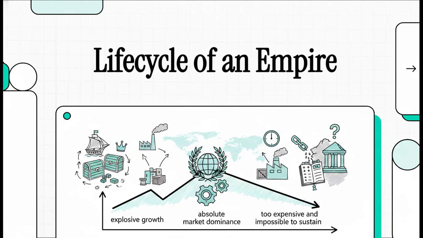Welcome to this explainer. Today we're diving into the massive 300-year story of the British Empire. But we're not just going to do the standard kings, queens, and battles history lesson. Instead, we're going to look at this incredible expansion like it's the life cycle of a giant global business. Think of it as a massive corporation that saw absolutely explosive growth, hit total market dominance, and then eventually got way too expensive and literally mathematically impossible to keep afloat.